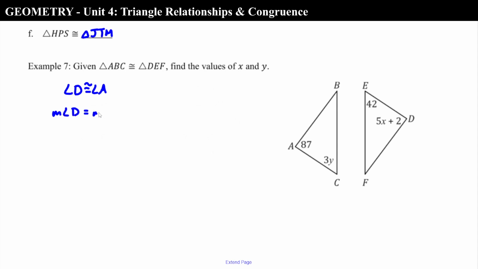Then the measures have to be the same. Now let's plug in. Measure of angle D is 5x plus 2. The measure of angle A is 87. Subtract 2 from each side, and you get 85. And 5 goes into 85 17 times.